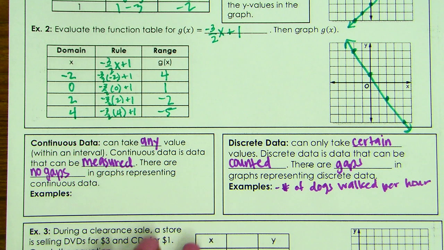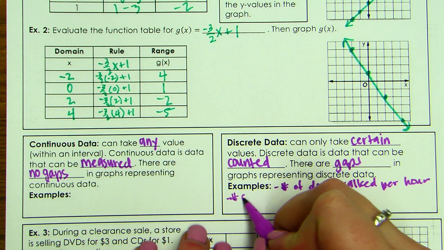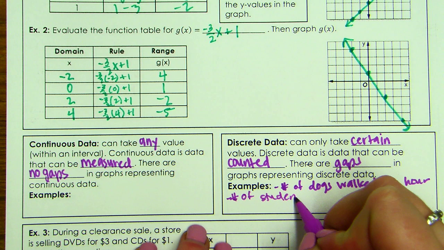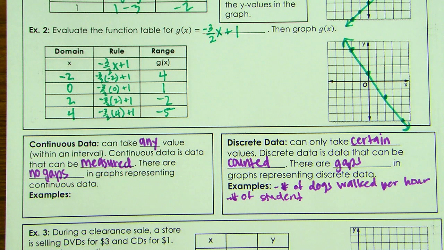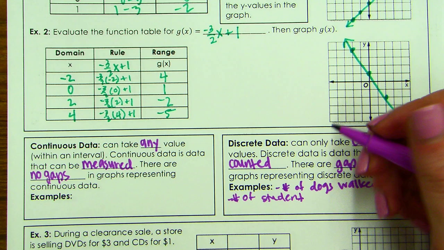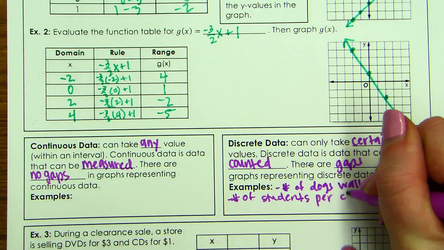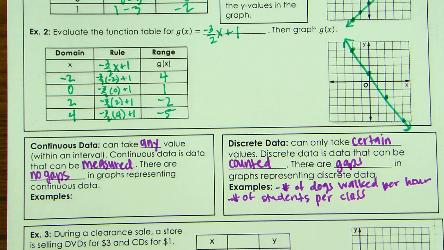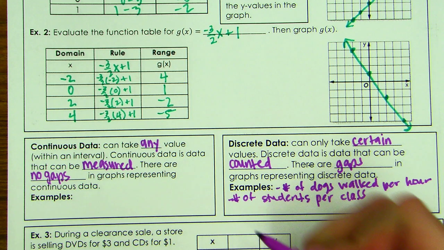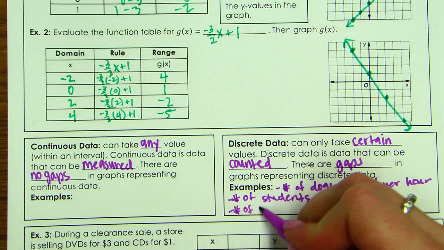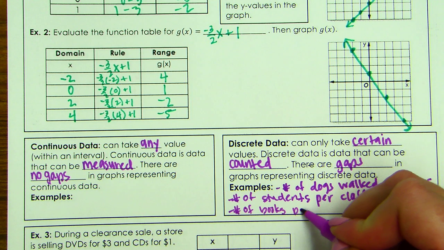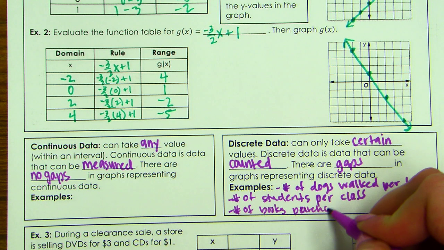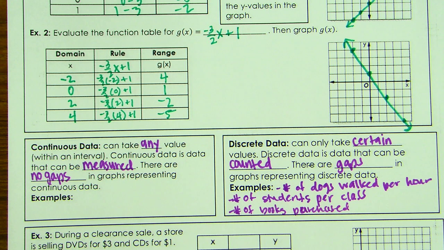Another example would be the number of students per class, because we can't count part of a student, so there's going to be a gap between one student and the second student. You're not going to have part of a student and have a graph where the fraction would be. Number of students per class. Or you could have like the number of books purchased because you can't buy part of a book. That would be discrete data.